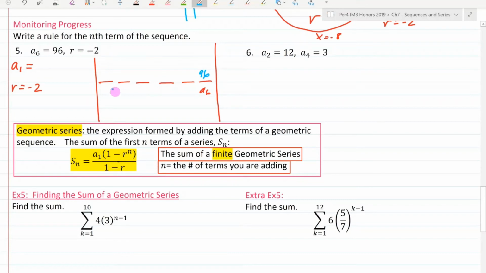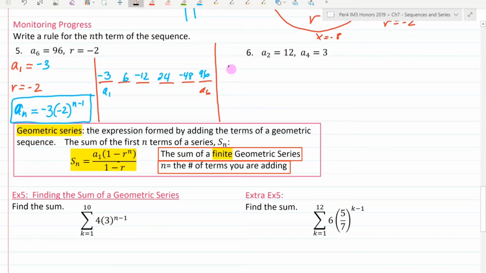Since r is negative 2, they're multiplying by negative 2 to the right, which means they're dividing by negative 2 to the left. So you're going to have 24, negative 12, positive 6 and negative 3. So that's the first term. And so the formula or the rule, a sub n is equal to negative 3 times negative 2 to the n minus 1 power. And again, hopefully you tried these before you're watching this part of the video.